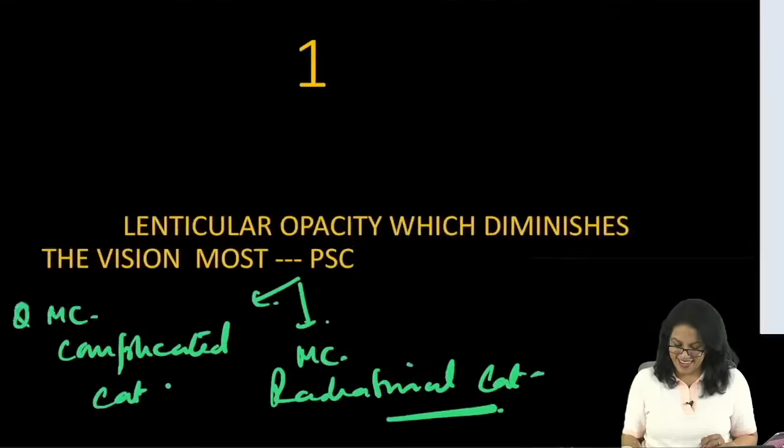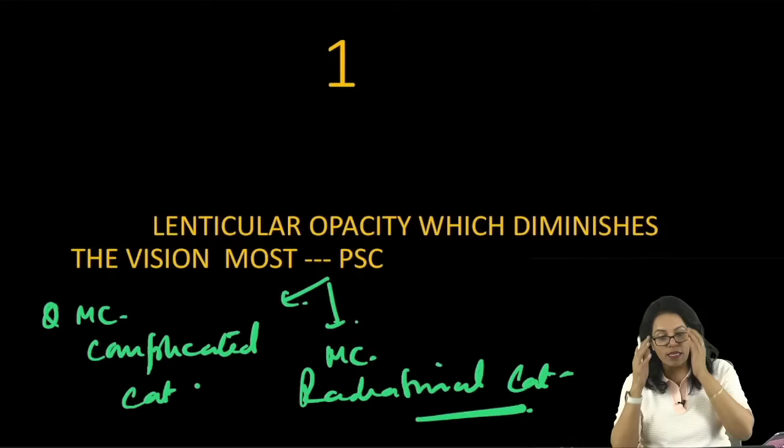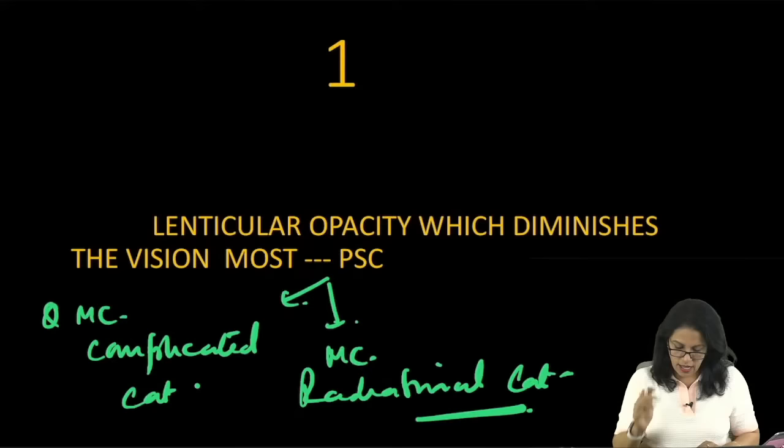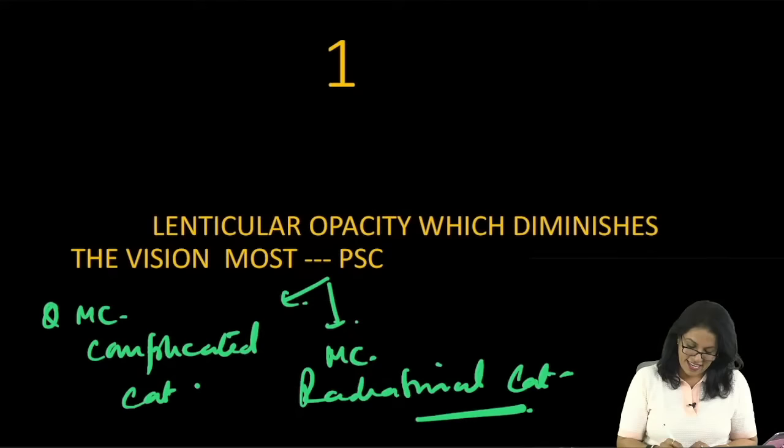So another important thing when we talk about PSC and subcapsular cataract, we should know about ASC, anterior subcapsular, isn't it? Where will questions be asked? First of all, if you remember, we learned about toxic cataract. What did we learn in toxic cataract? That in toxic cataracts, BSC causes PSC. So this is another point to remember.